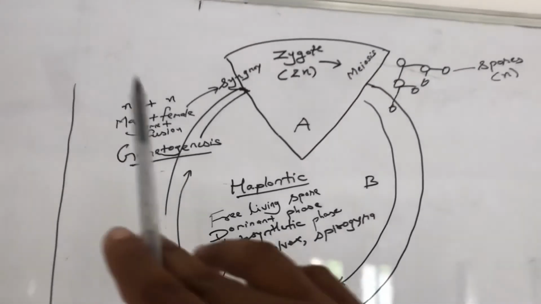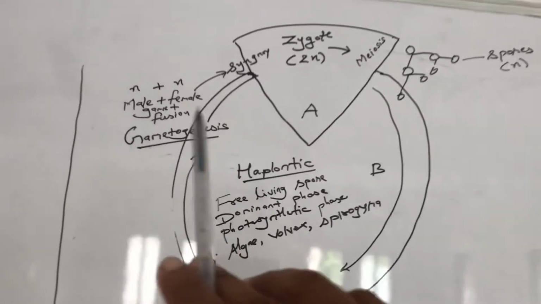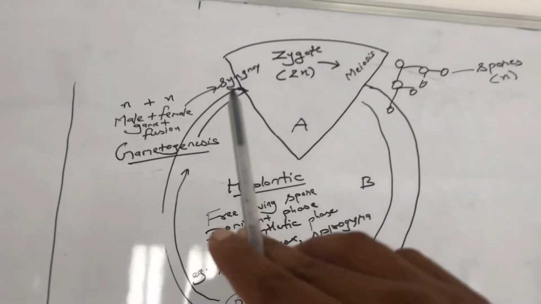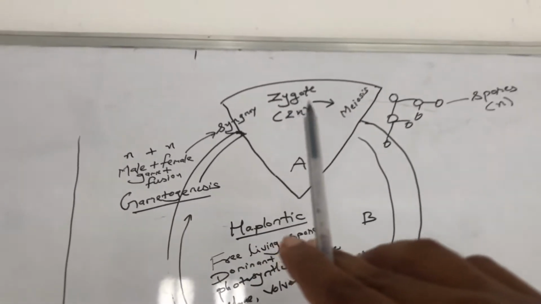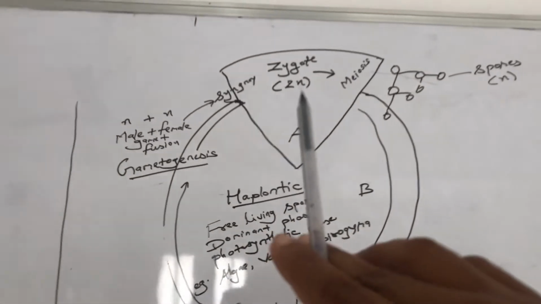Male gamete is N and female gamete is also haploid. Both these haploid gametes, through the process of syngamy, join together and form a zygote. As a result of fertilization, they produce a zygote, and the zygote will be 2N. So N plus N forms 2N.